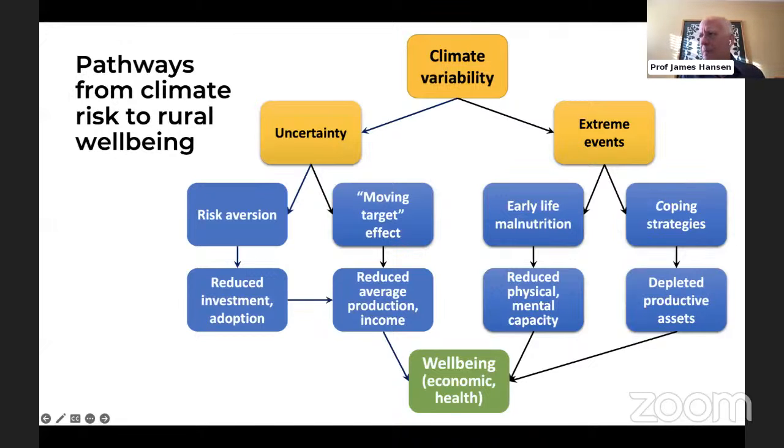So here's a diagram that kind of shows these different mechanisms from climate variability through extreme events and through uncertainty towards negative impacts on the well-being of rural communities.